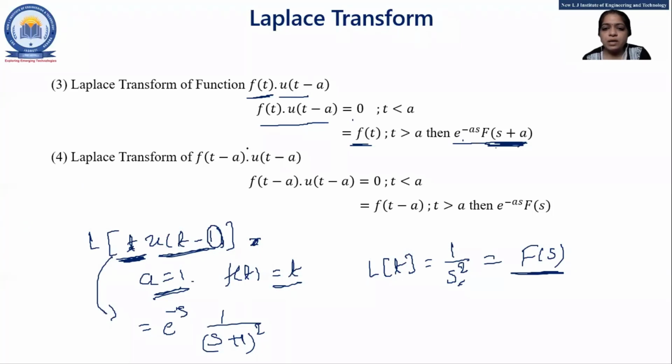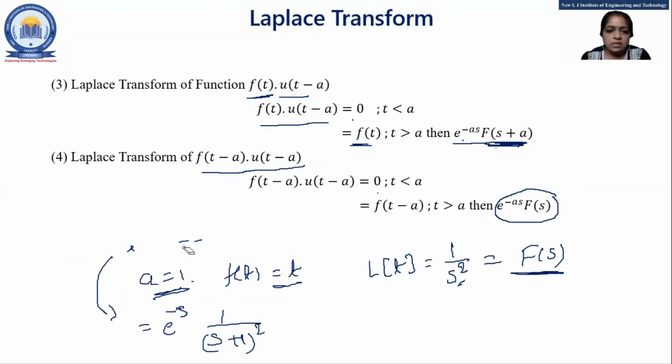Similarly, if my question is the Laplace transform of f of t minus a into u of t minus a, which is equal to 0 if t is less than a, and equal to f of t minus a if t is greater than a. Here, when you apply Laplace on this function, your answer is e raised to minus as into f of s. Okay, let me tell you how to solve this kind of example.